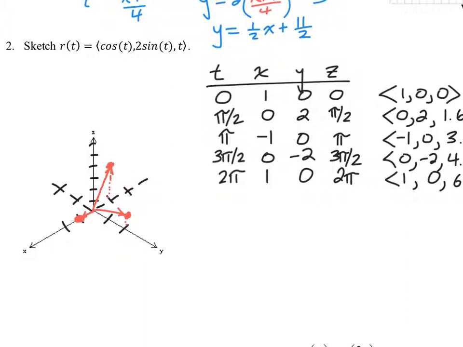All right, 0, -2, so that's 2 in the direction of negative y, no change in x, and then upward 4.7. So upward this distance-ish. So like here.